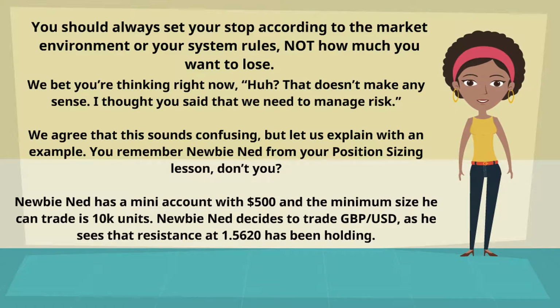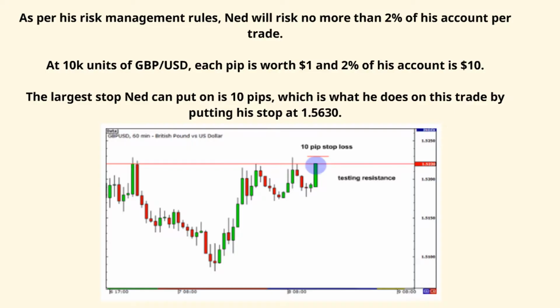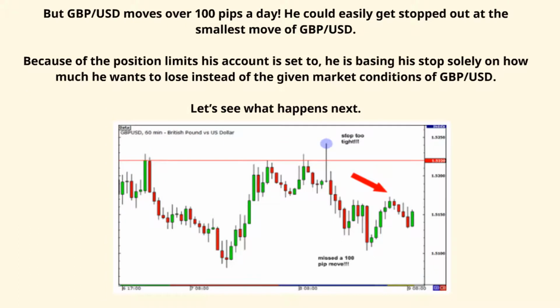You remember Newbie Ned from your position sizing lesson, don't you? Newbie Ned has a mini account with $500 and the minimum size he can trade is 10k units. Newbie Ned decides to trade pound sterling to US dollar, as he sees that resistance at 1.5620 has been holding. As per his risk management rules, Ned will risk no more than 2% of his account per trade. At 10k units of pound sterling to US dollar, each pip is worth $1 and 2% of his account is $10. The largest stop Ned can put on is 10 pips, which is what he does on this trade by putting his stop at 1.5630. But pound sterling to US dollar moves over 100 pips a day.